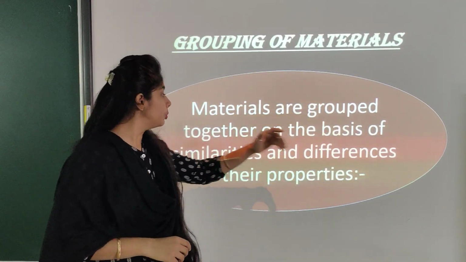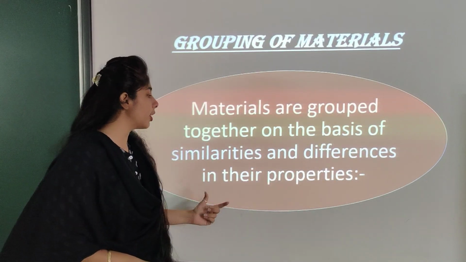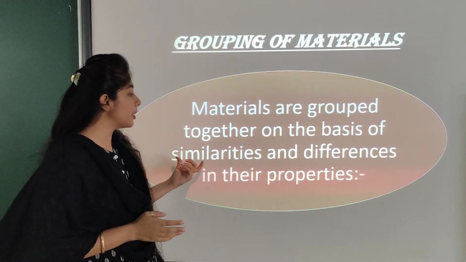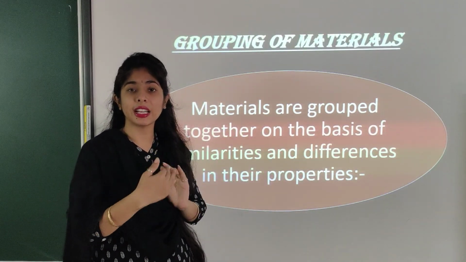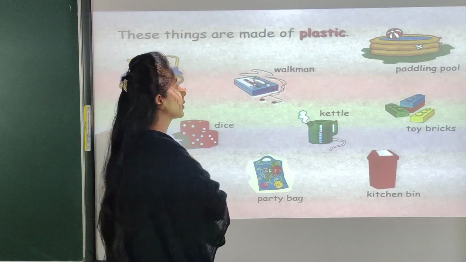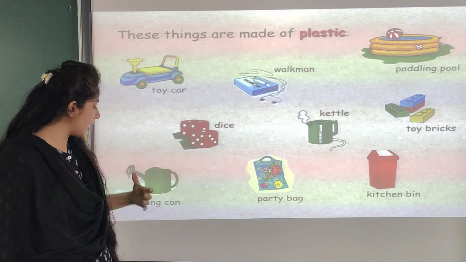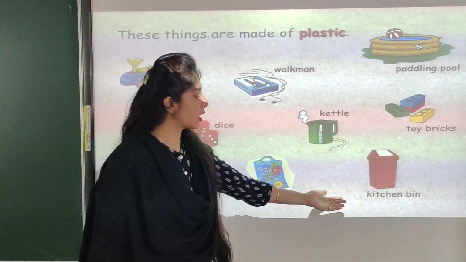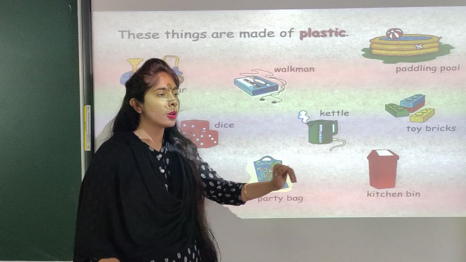Grouping of materials. Materials are grouped together on the basis of similarities and differences in their properties. So how do they differ from each other? On the basis of the similarities and differences, the data are compiled and then sorted into different kinds of groups. Now, these things are made of plastic. Here you can see toy car, dials, watering can, Walkman, party bag, kettle, kitchen bin, toy bricks, paddling pool. These all are made of plastic.